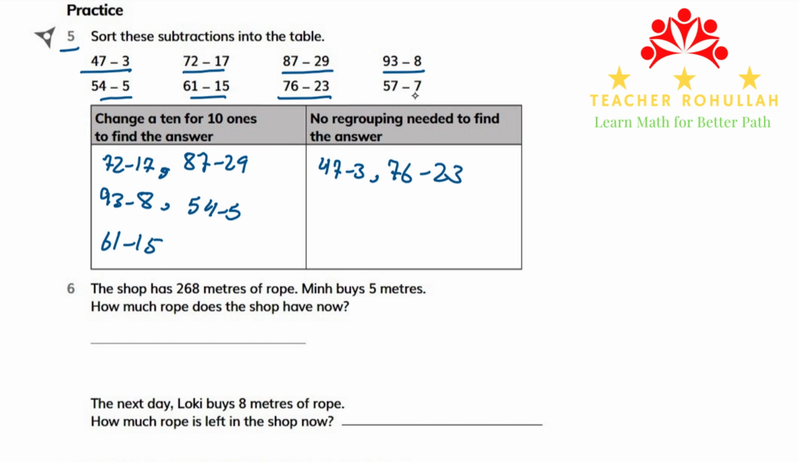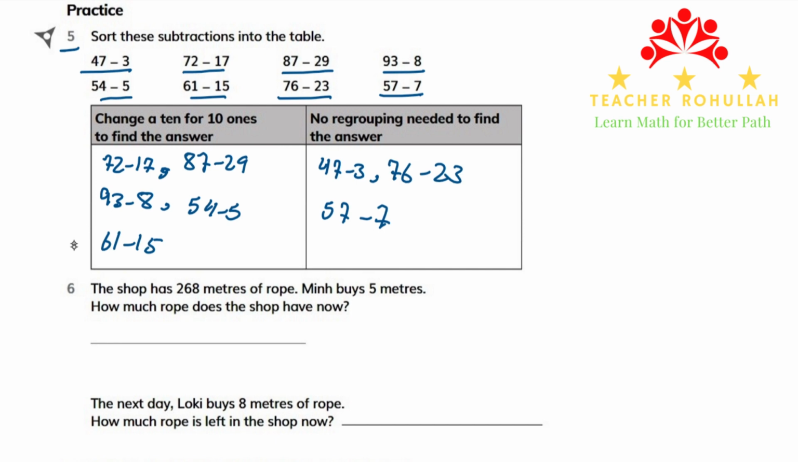And the last one is 57 minus 7. Here also we don't have to regroup because we can subtract 7 from 7. So 57 minus 7. Our work is done. We don't have to do any calculations here. We just need to sort the numbers that require regrouping and the numbers that do not require regrouping.